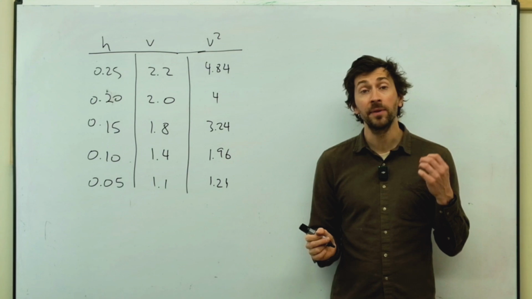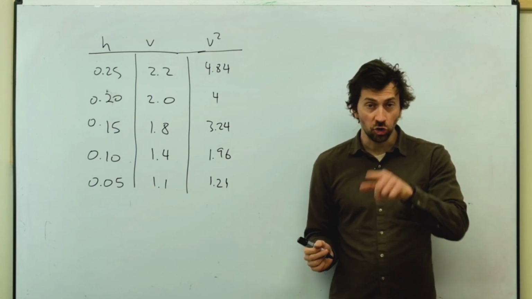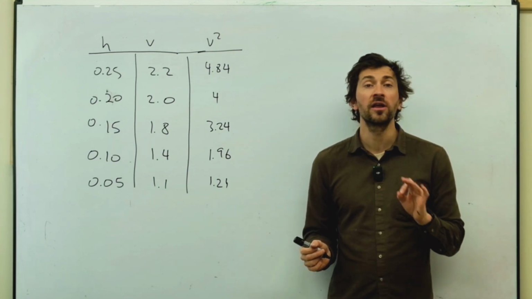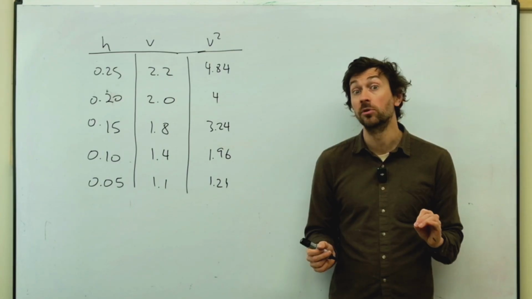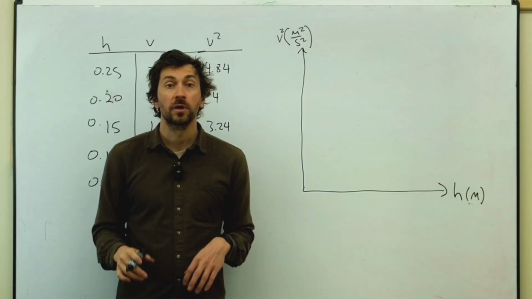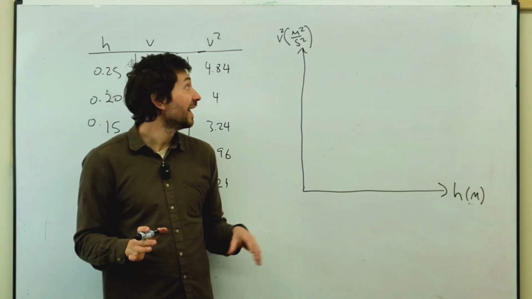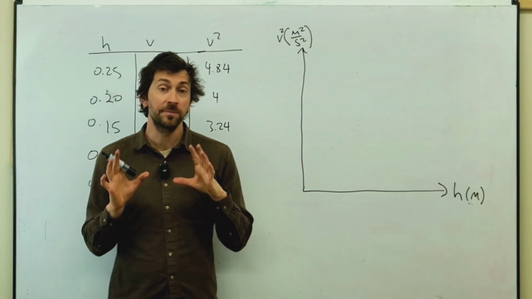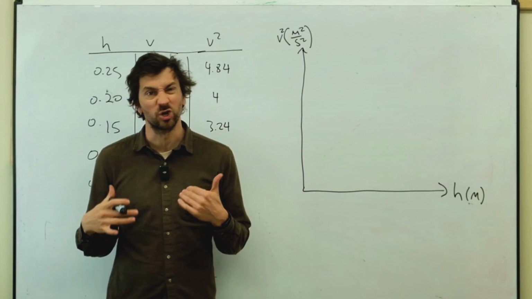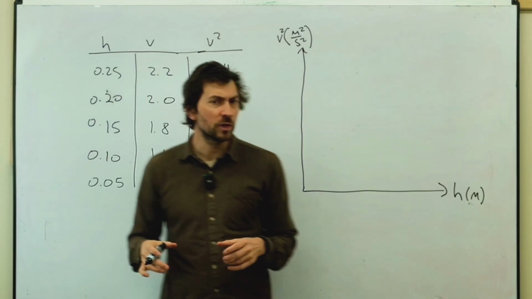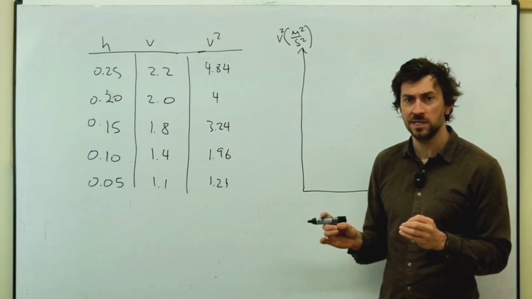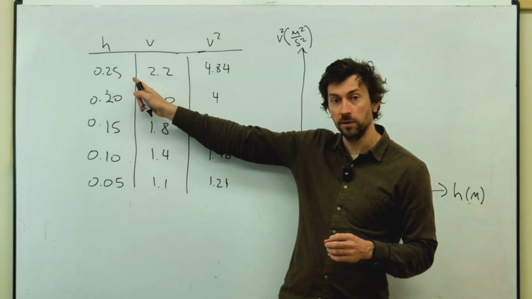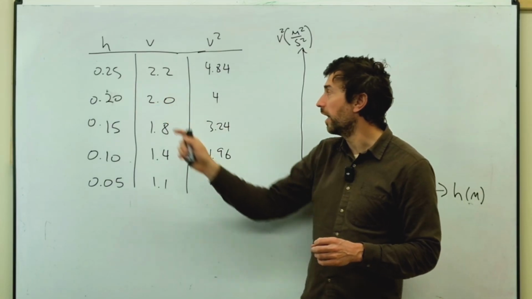And now I'm going to have to create a graph. So we're going to draw a graph, and you want to think about what numbers you're going to label on the two axes. So I've got my graph, and I've got v squared here and h here. So I need to begin by putting some numbers or scales on there. So when I'm thinking about the scale, I always just like to think about the largest one. So for h, that's 0.25.